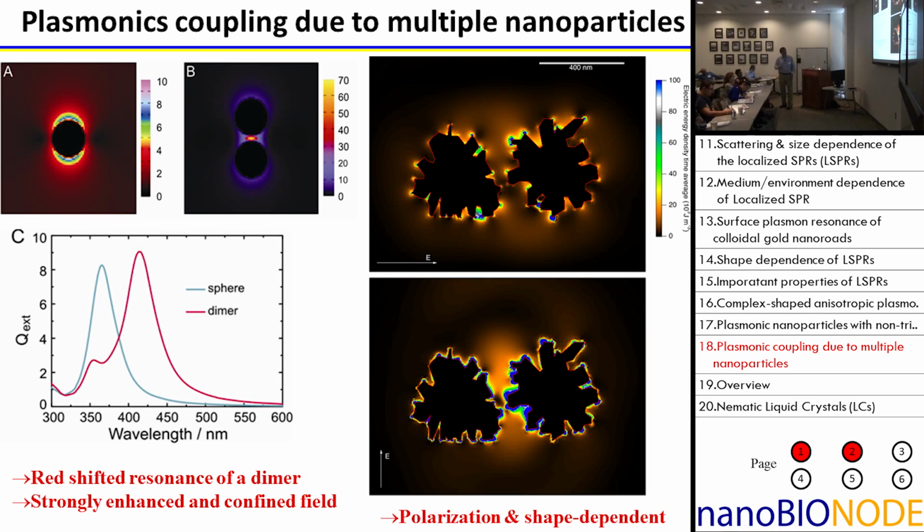Because this is where you will have those fields strongly enhanced. Now you can see from these two examples of computer simulated field distribution around those particles that it's polarization dependent also, right? So this is for the polarization in this direction, and this one is in this direction. So this is also useful information, because knowing this, again, you can utilize it in different types of applications, because now the response will also depend on polarization of light that you use.